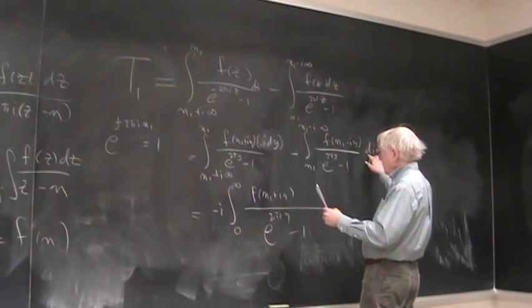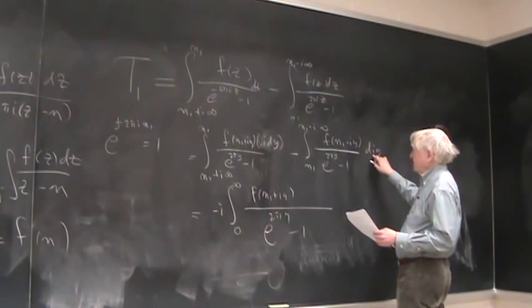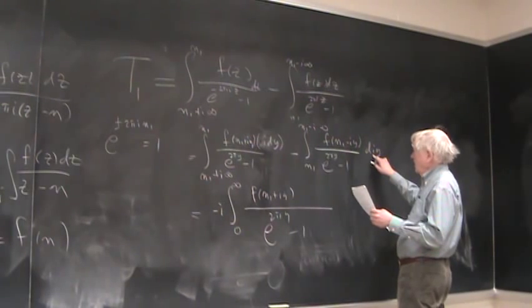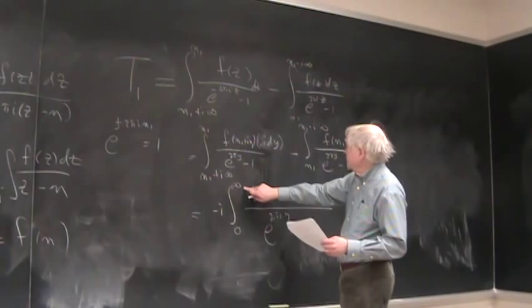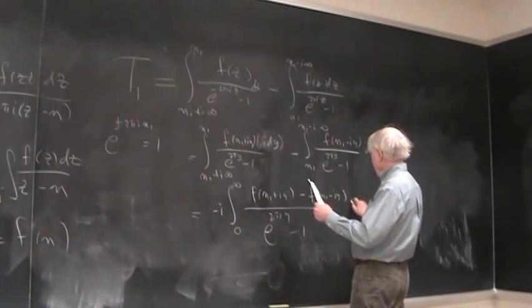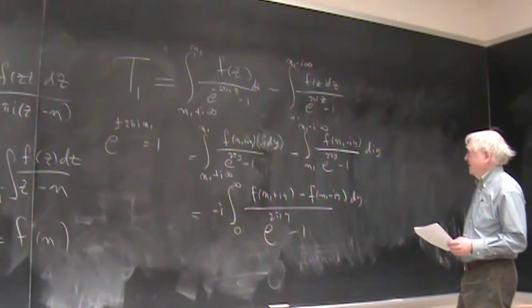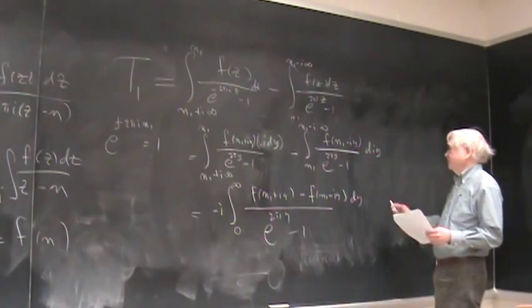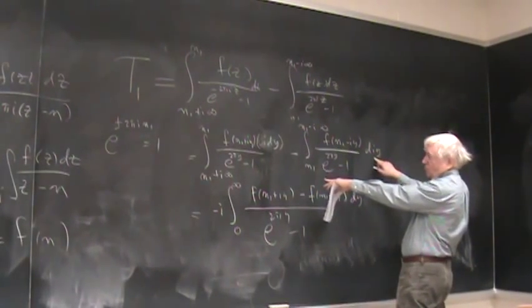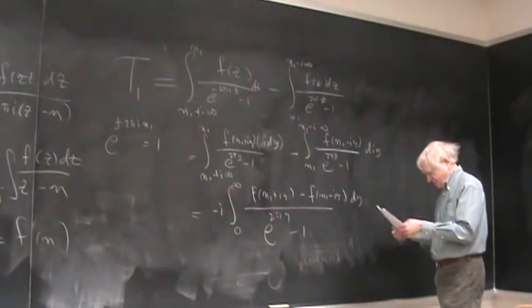Let's see, we're now switching. If we're integrating from 0 to infinity, what we wind up with is f of n1 minus iy dy over the same denominator, and it comes out with a plus sign, and the reason is that effectively we have to replace y by minus y, and then we get an extra minus sign. So this is what it turns out to be.